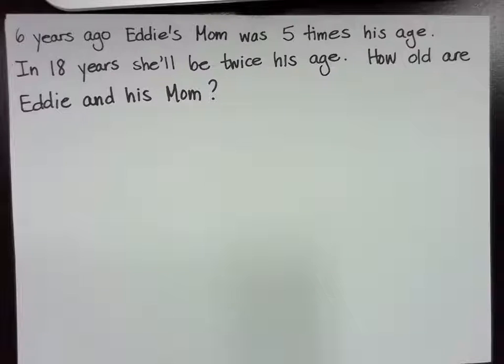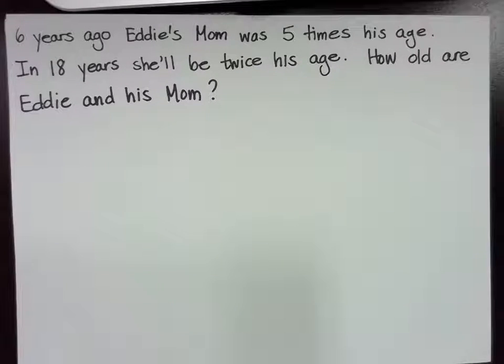6 years ago, Eddie's mom was 5 times his age. In 18 years, she'll be twice his age. How old are Eddie and his mom? So the tricky part of problems like this is they are talking about ages in the past and ages in the future.